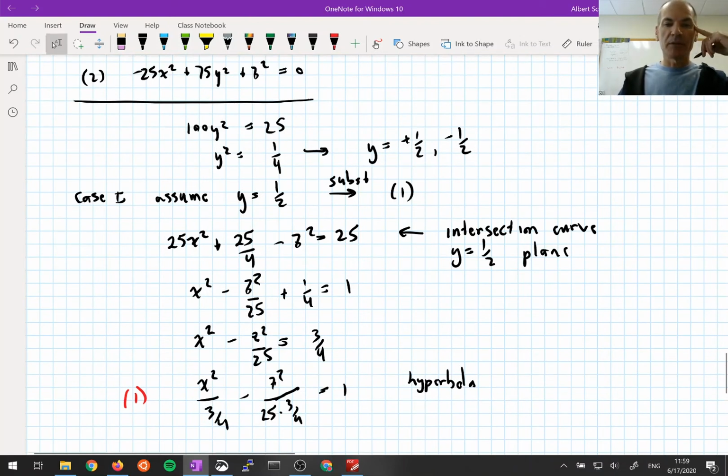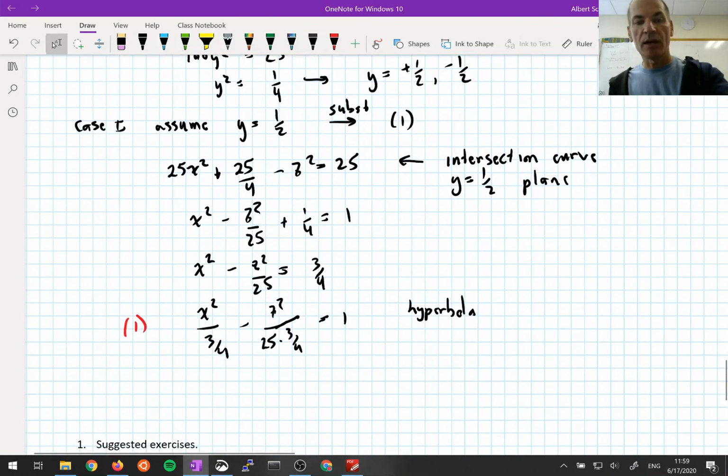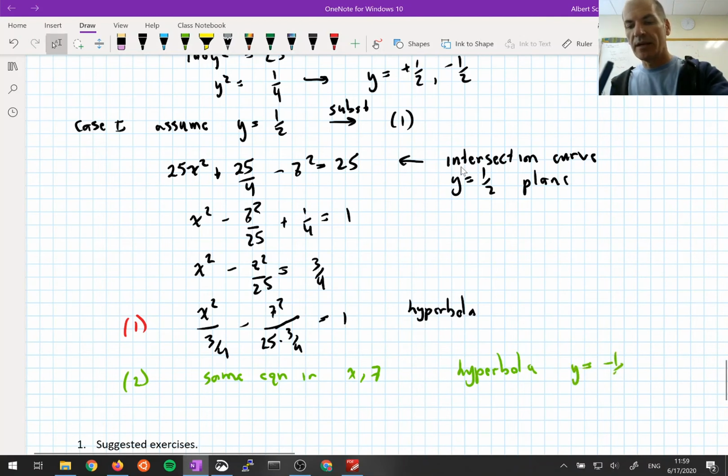And you might be able to guess that when y is equal to negative 1/2, you plug that in here, and you're going to end up with the same intersection curve. The only difference being that you're on the y equals negative 1/2 plane instead of the y equals 1/2 plane. So here it's the same equation in x and z. So it's a hyperbola, and it's on the y equals negative 1/2 plane.